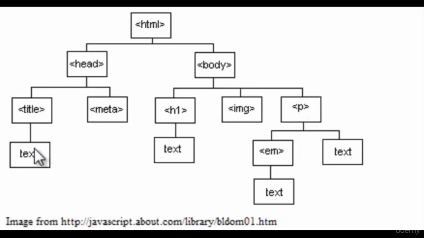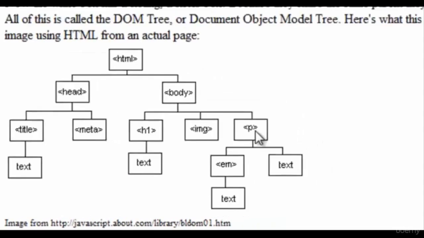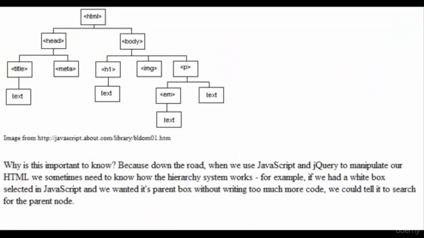Now the content, the boxes where you see the word text, don't actually count as children. They're actually just part of the element. So text would not be a child. However, EM would be a child of paragraph. So you might ask yourself, why is this important to know? Well, because down the road when you're using JavaScript and jQuery, and you want to manipulate your HTML, sometimes we need to know how the hierarchy system works.